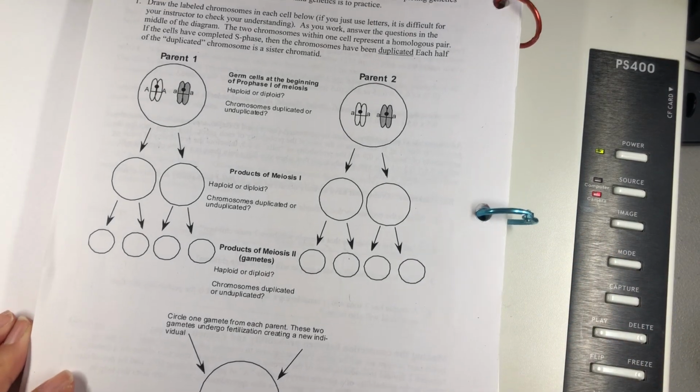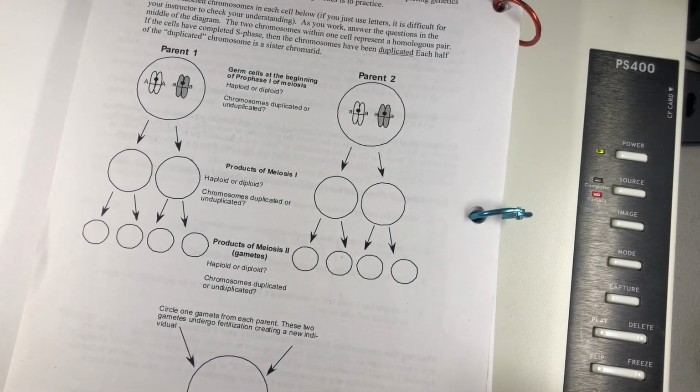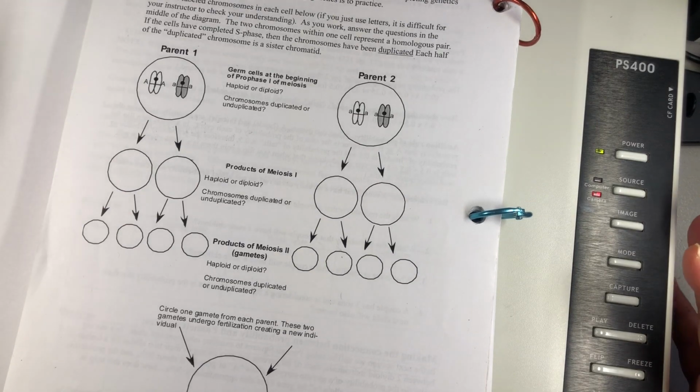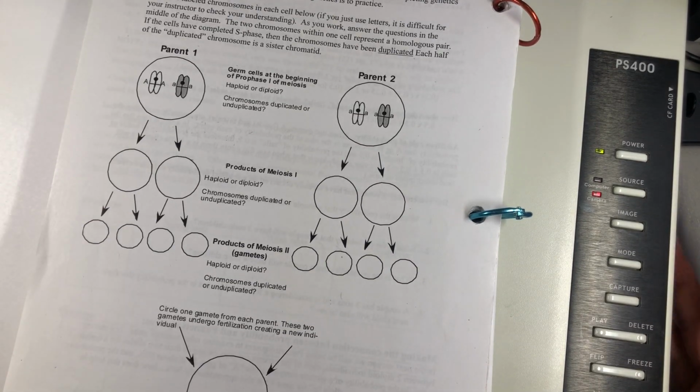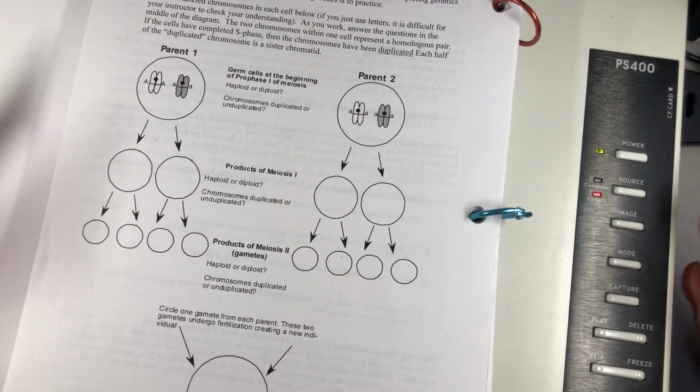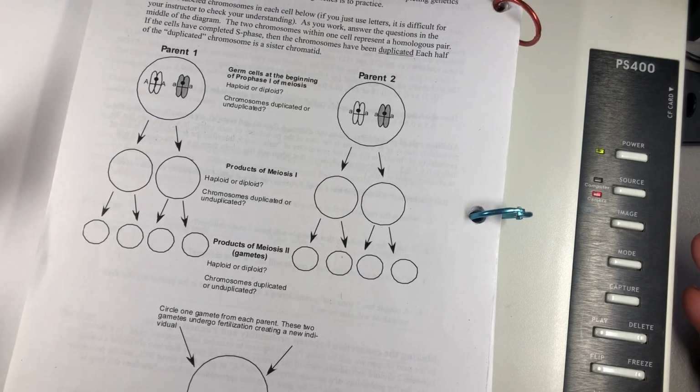Okay, so these videos are going to be showing the problems from the lab manual. So I'm going to go over the simpler ones with you. And again, these monohybrid, dihybrid crosses, these Punnett squares are all the same. So they're basically worked out all the same. It's the analysis that's different.